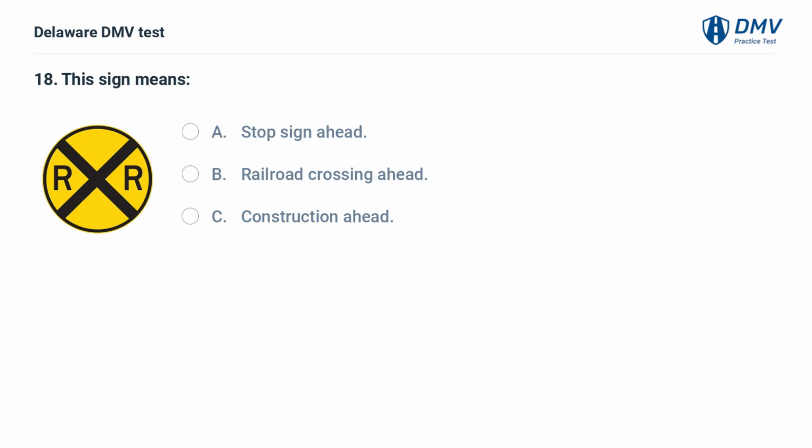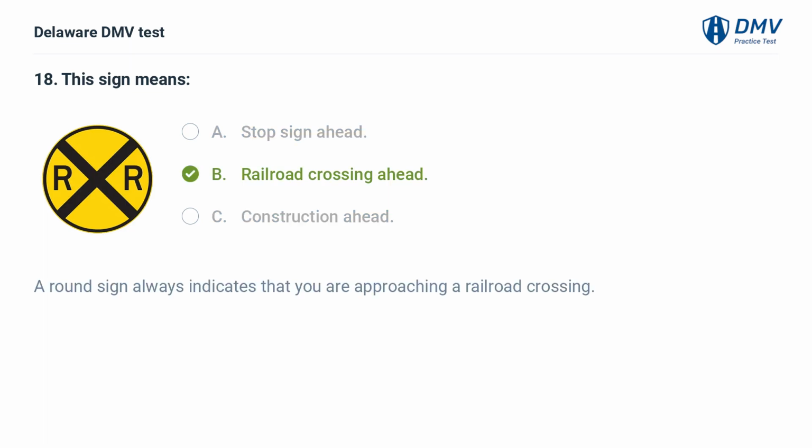This sign means: A. Stop sign ahead. B. Railroad crossing ahead. C. Construction ahead. B. Railroad crossing ahead. A round sign always indicates that you are approaching a railroad crossing.